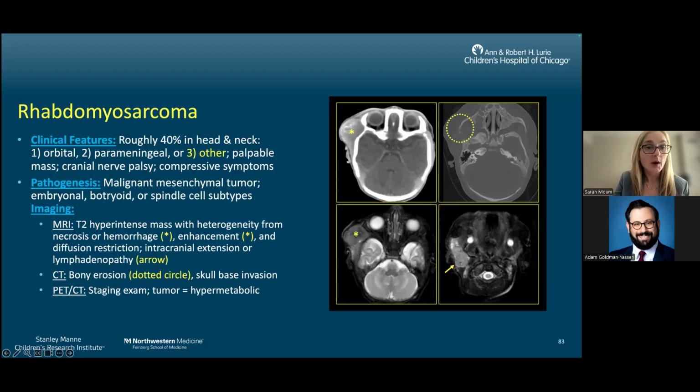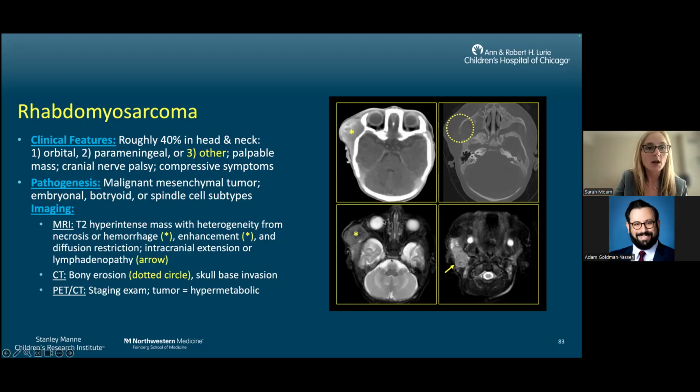On imaging, MRI is going to be most helpful for picking up the extent of these lesions. We'll see a T2 hyperintense mass that's heterogeneous, either from necrosis or from associated hemorrhage. There can be enhancement, and classically there's diffusion restriction. I will say that with rhabdomyosarcomas, much as in other pediatric patients, while we like to see osseous erosion by CT, as is true in the case I'm showing here, or diffusion restriction by DWI, not all pathologies will follow those rules of thumb. So there should always be an index of suspicion to rule out a common pathology.